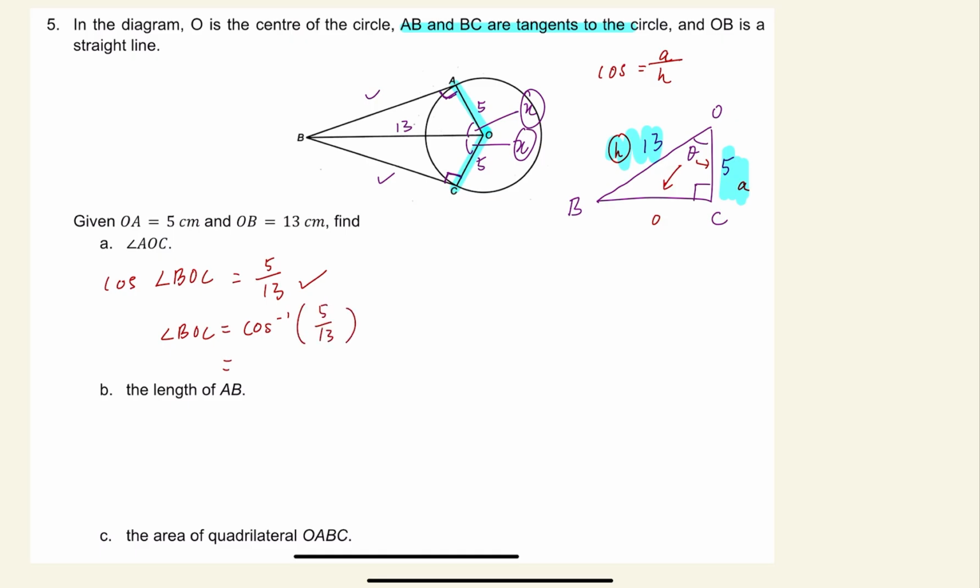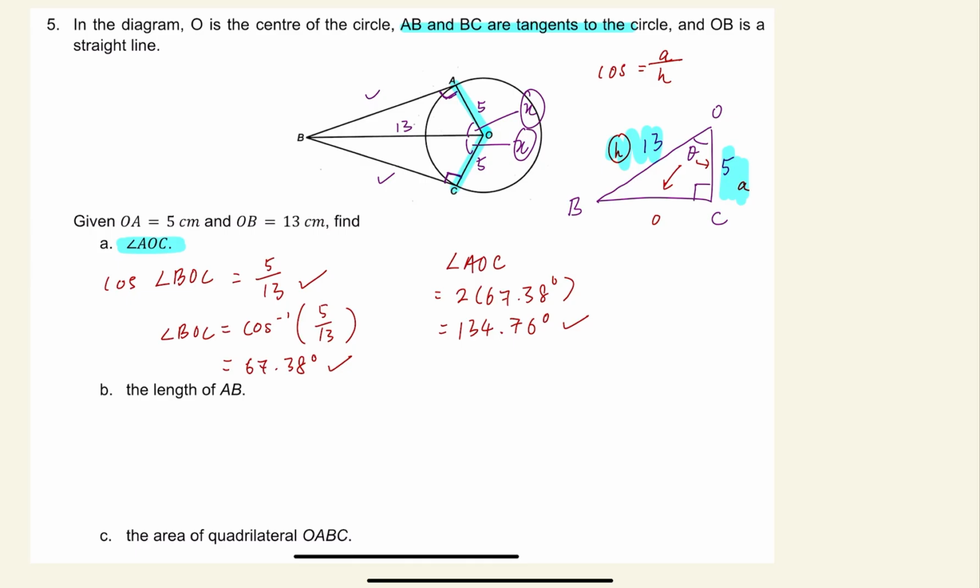And you can leave your answer rounded off to 2 decimal places, right? So after getting your answer, you will get 67.38 degrees. And this is not done yet because you are looking for the entire angle. So angle AOC, you will use 2 times 67.38 to find your answer, right? So your final answer is going to be 134.76 degrees.